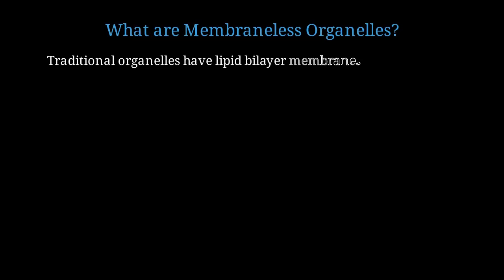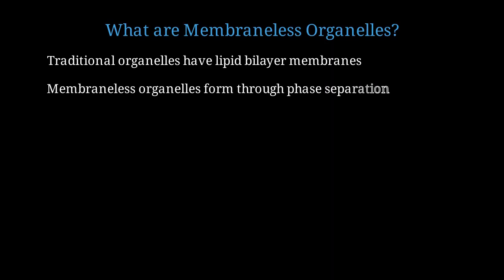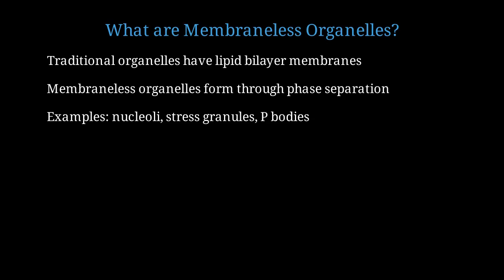Traditional organelles, like mitochondria and the nucleus, are surrounded by lipid bilayer membranes that separate their contents from the cytoplasm. However, membraneless organelles form through a completely different mechanism called liquid-liquid phase separation. They exist as liquid droplets within the cellular environment. Examples include nucleoli, which are involved in ribosome biogenesis, stress granules that form under cellular stress, and P-bodies that regulate messenger RNA.